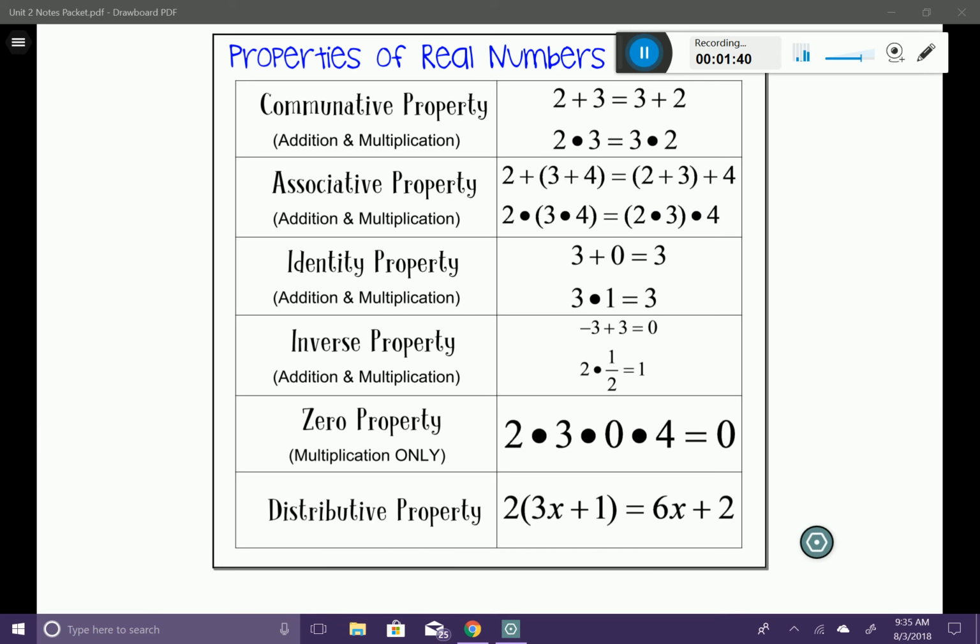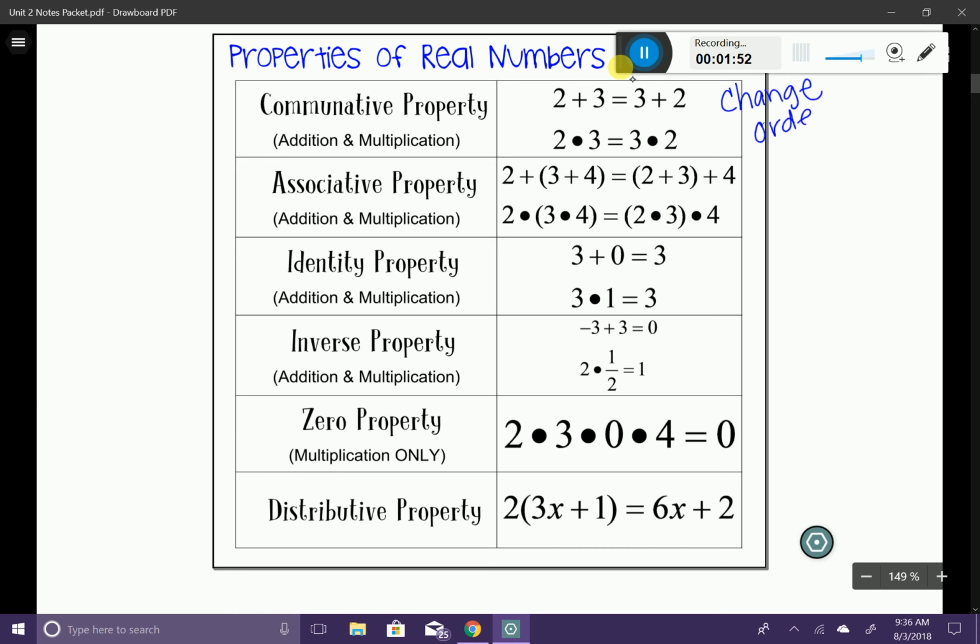So what it's saying is that you can change the order of the numbers to get the same solution. So I'm going to write a little note here that the commutative property means change the order of the numbers. Sometimes I use this little tool to help me, but if you look at the word commutative, it starts with the letters CO, and I like to use that to help me remember to change the order.